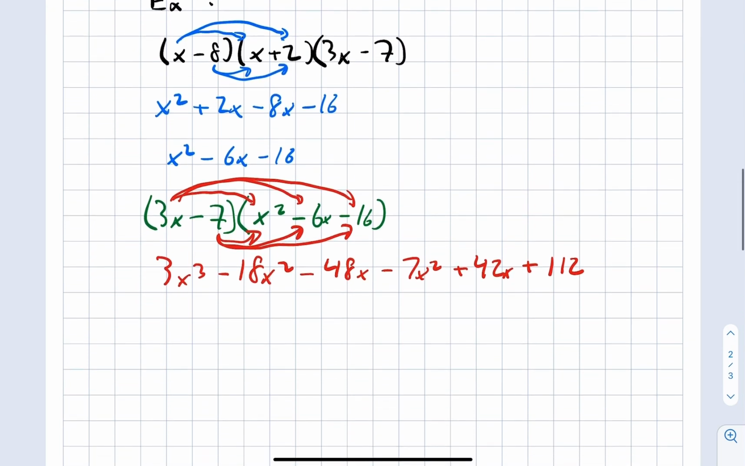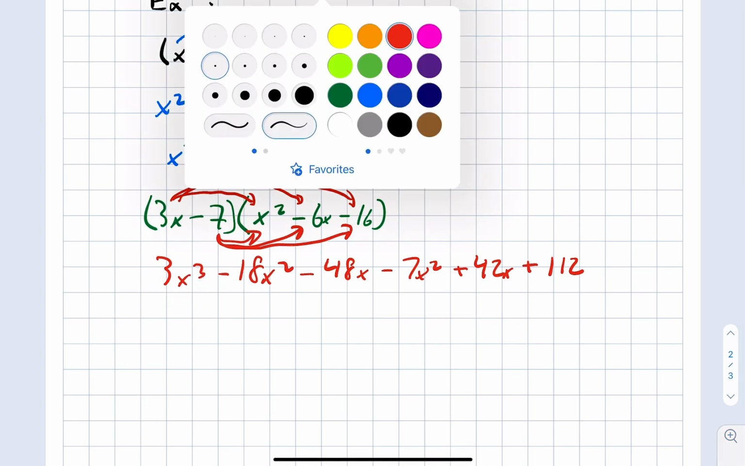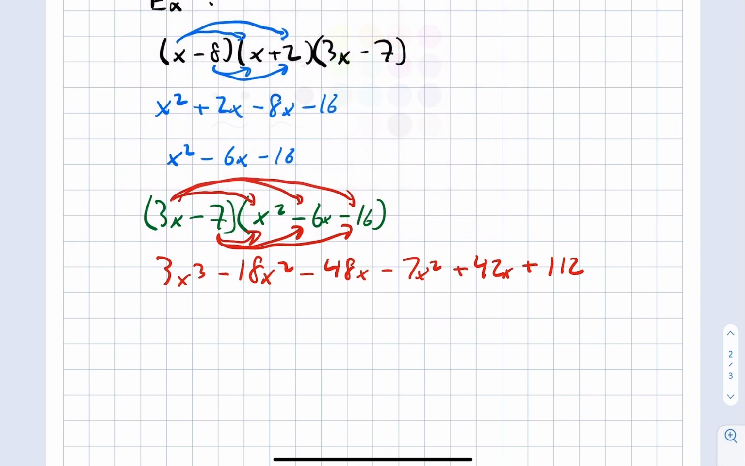Okay, almost done now. We just need to add up any like terms. I start off here with my 3x cubed, and there's nothing we can do with that, so nothing to combine it with, so we'll keep it as 3x cubed. Then we'll look at the x squareds. I do have a negative 18x squared and a negative 7x squared. If I put those two together, that is negative 25x squared.